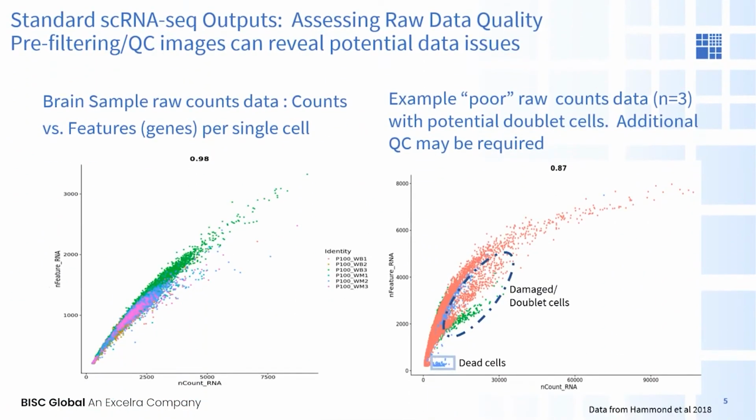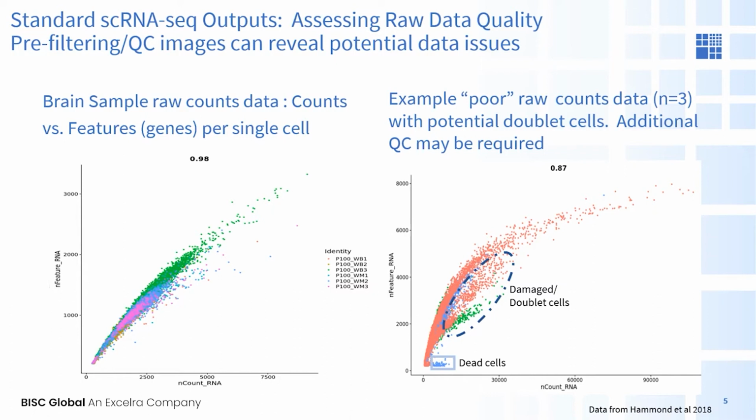So to kick us off, before you combine many data samples together into one analysis, it's important to look at your raw counts table. On the left here, we have an example of some nice raw data. We're plotting the number of counts per cell versus the number of features or genes that have expression in each cell. And we see that there is a very high correlation between those two factors.